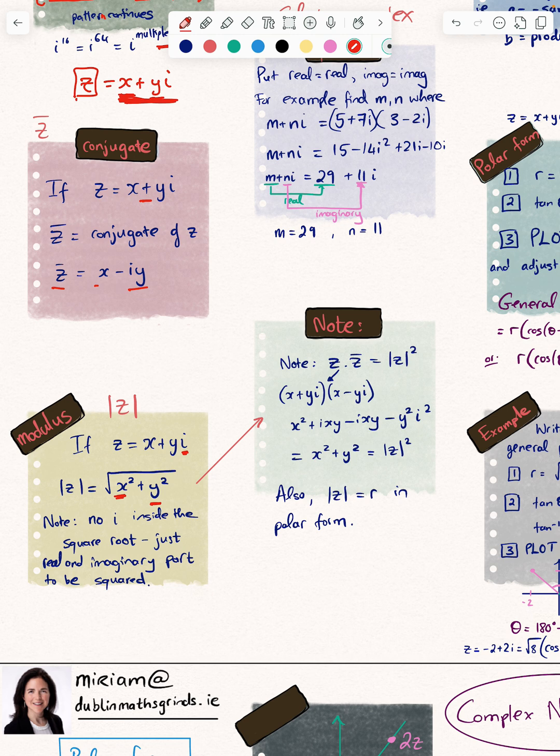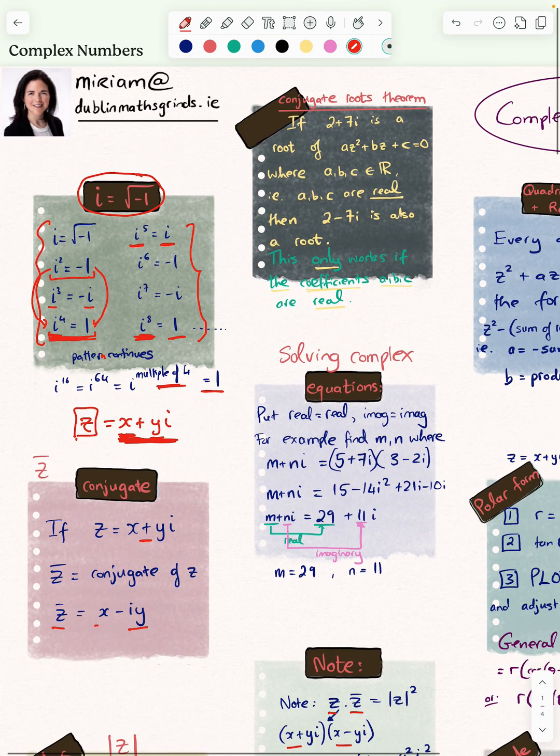And also note, if you took z and multiplied it by z conjugate, x plus yi by x minus yi, you end up with x squared plus y squared, which is the modulus of z squared. Just a little note there. And also the modulus of z is the r in polar form, because your r in polar form is this quantity here. So there's a few little things there that tie it together very nicely.